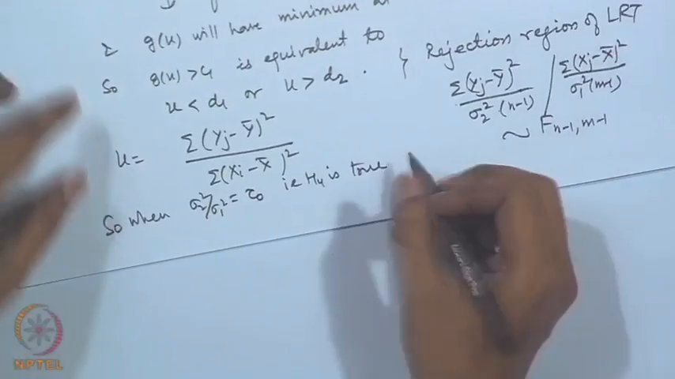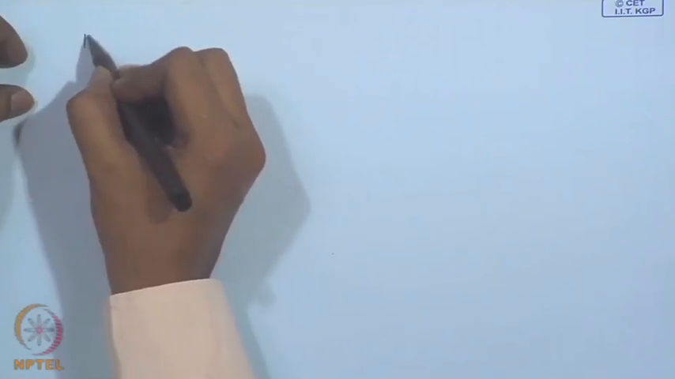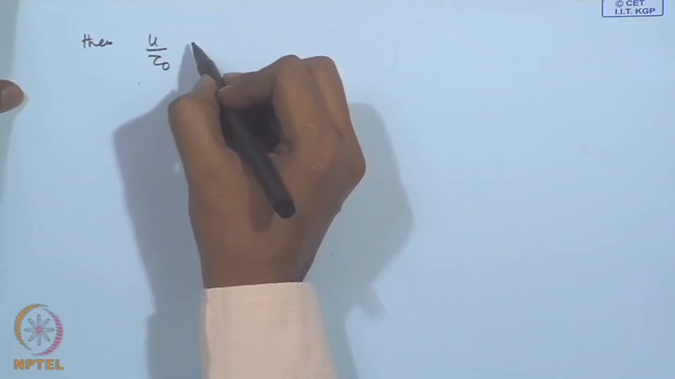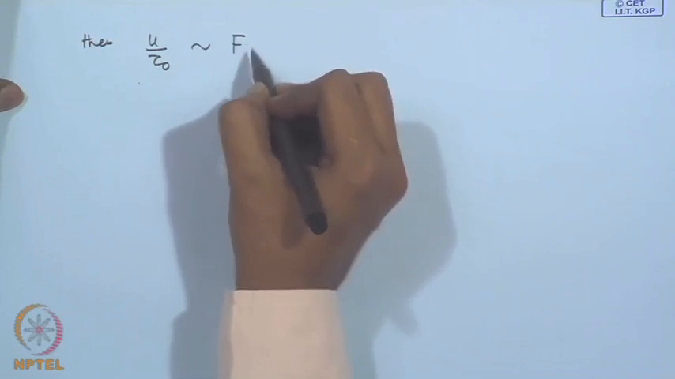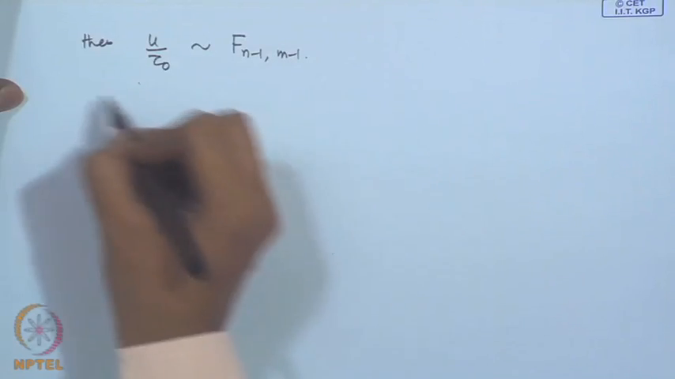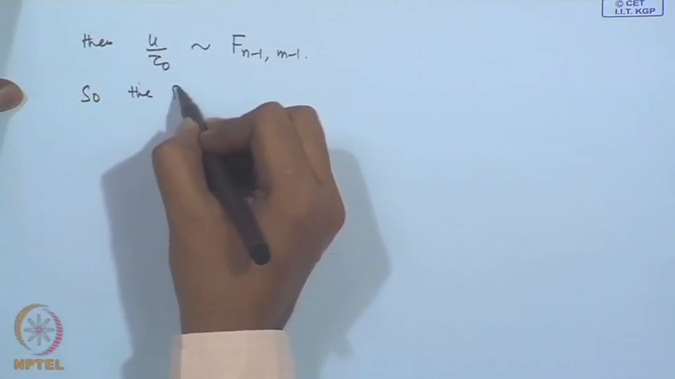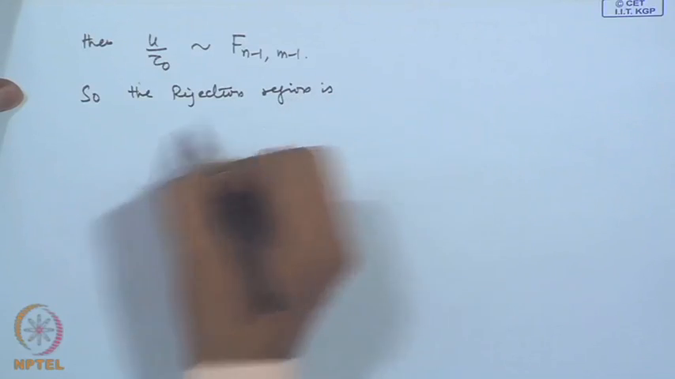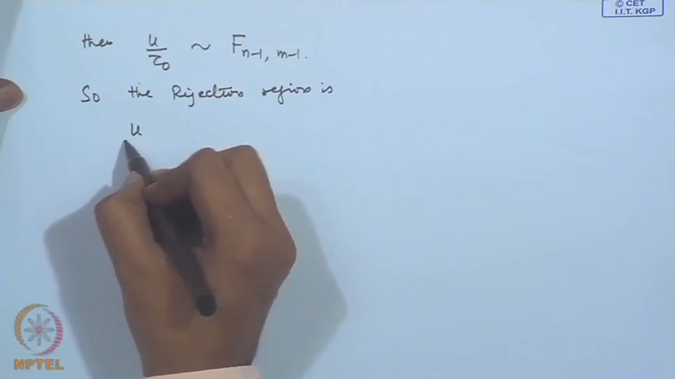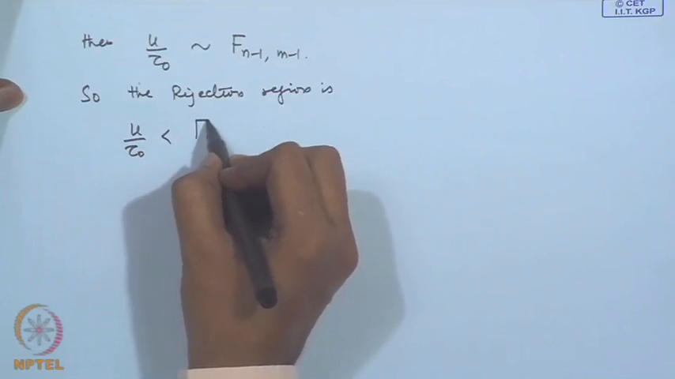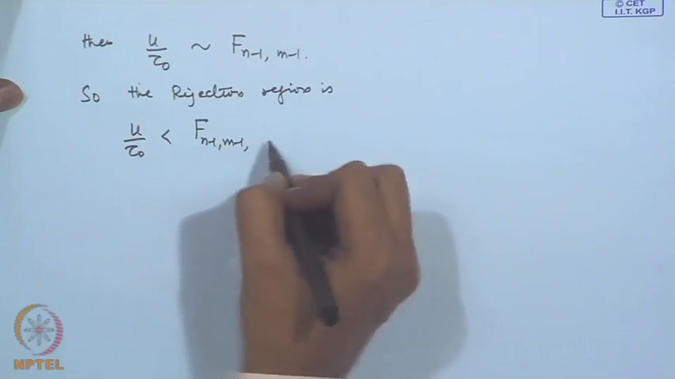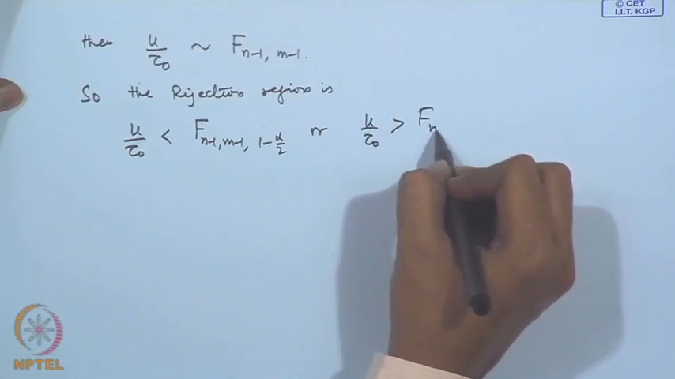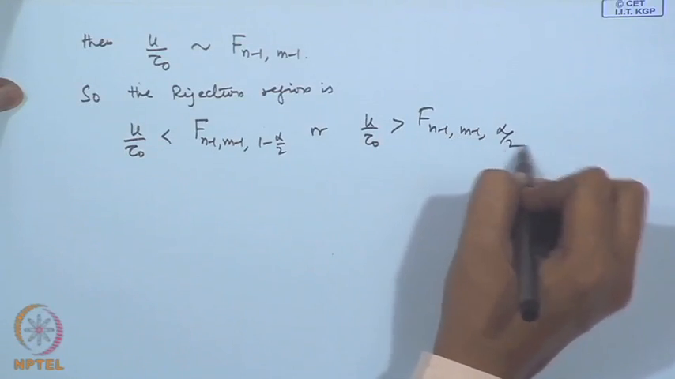then u by tau naught follows an F distribution on n minus 1, m minus 1. So, the rejection region is u by tau naught less than F n minus 1, m minus 1, 1 minus alpha by 2, or u by tau naught greater than F n minus 1, m minus 1, alpha by 2.